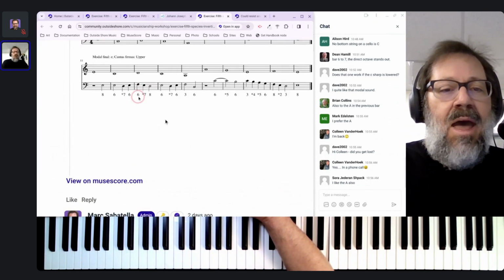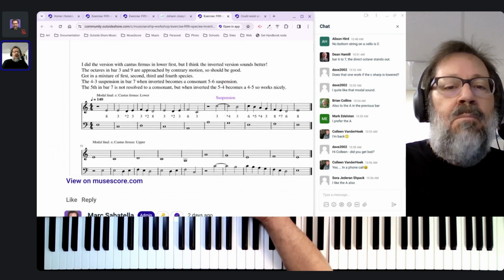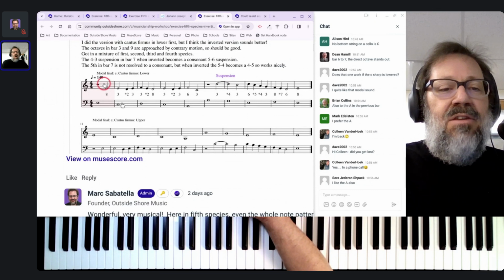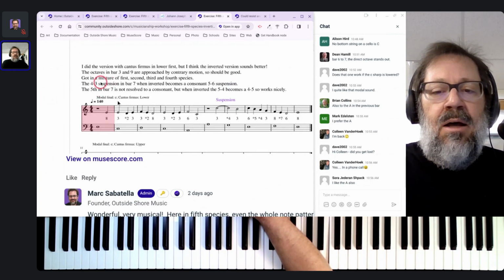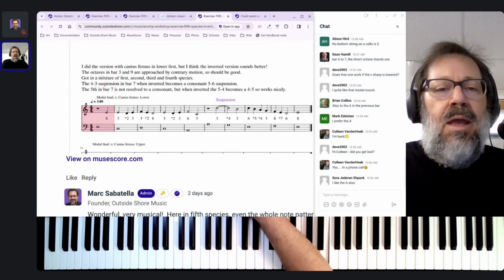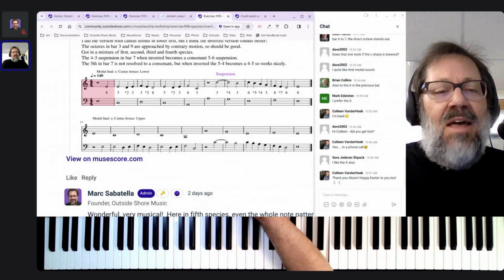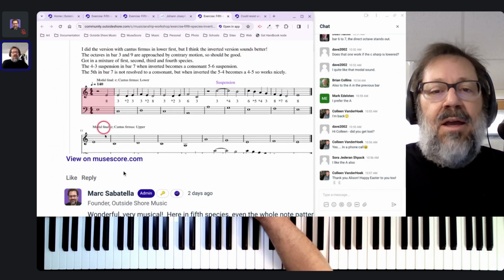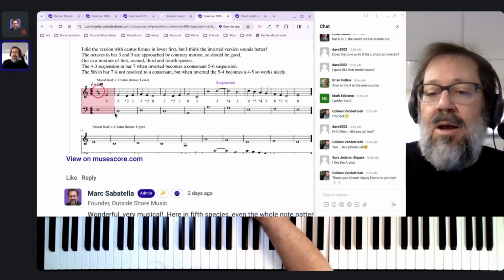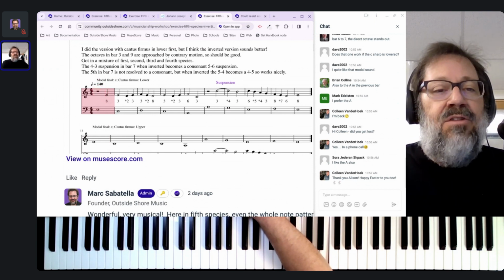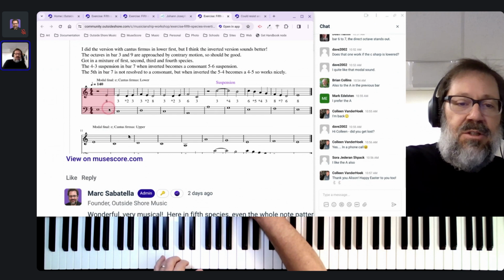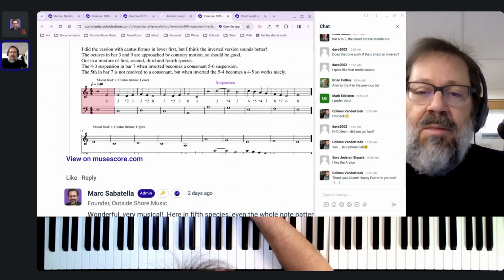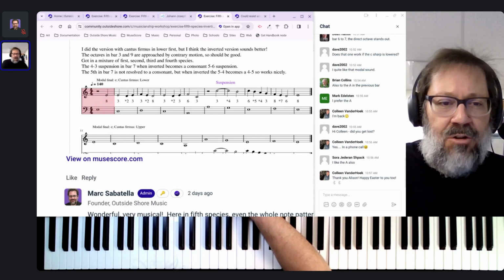So what we're going to do now is listen to Bob's version here. This is Bob's, right? Yeah. And this is one on the Phrygian one here. And he says he did the one with the cantus firmus lower first, but he likes the inverted version better. So we're going to check them out both. So check this out here. This is the cantus firmus as the lower voice, and he added the upper voice. And then we inverted it, because I want to talk about that.